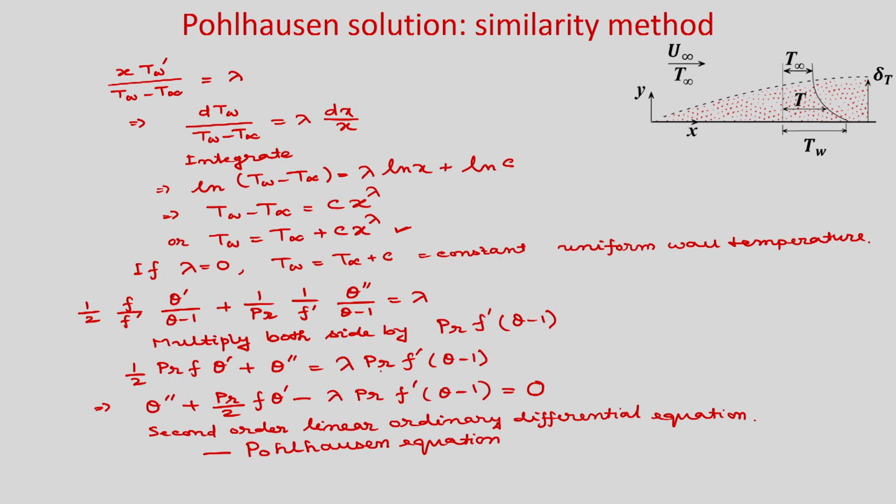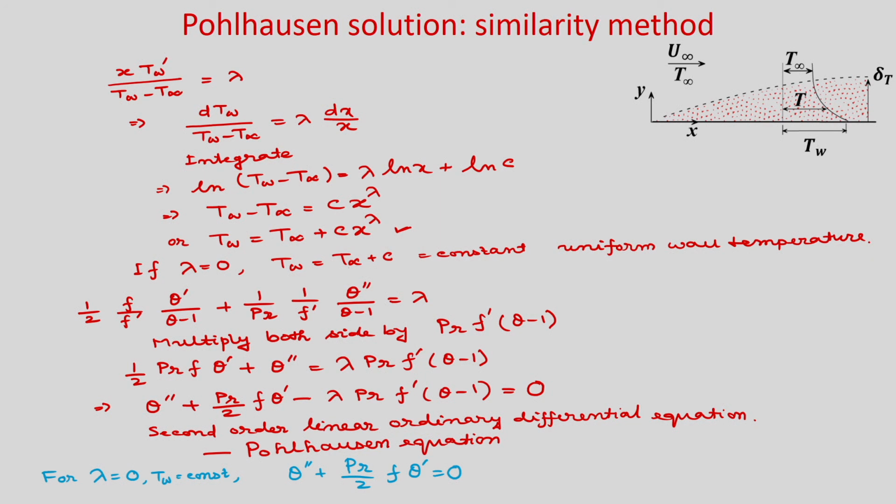Okay. And you can see as a special case for uniform wall temperature you can put lambda is equal to 0. So, for lambda is equal to 0, which is a special case, okay, Tw is constant. For that you can write the Pohlhausen equation as theta double prime plus Prandtl number by 2 f theta prime is equal to 0. Okay. So, you can see here this is your linear equation because f is known from the velocity distribution, and this is the second order linear ordinary differential equation.